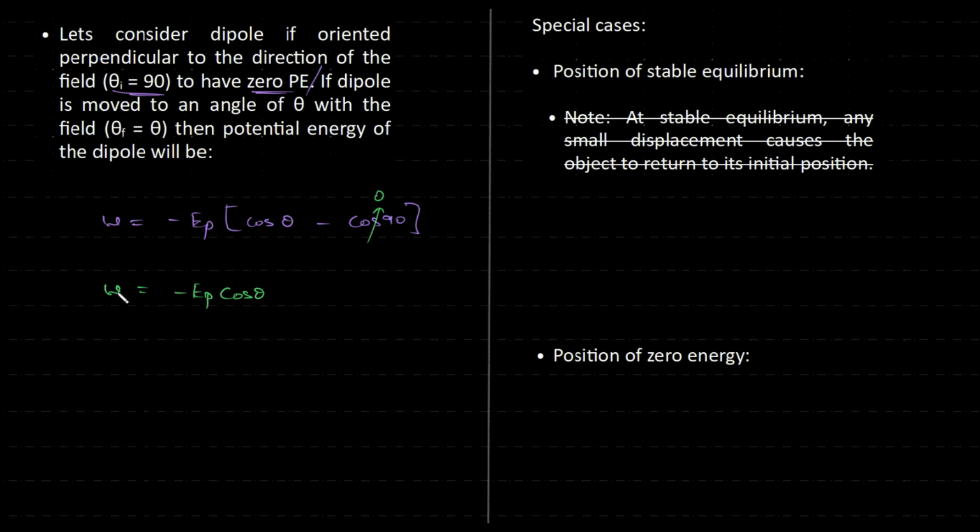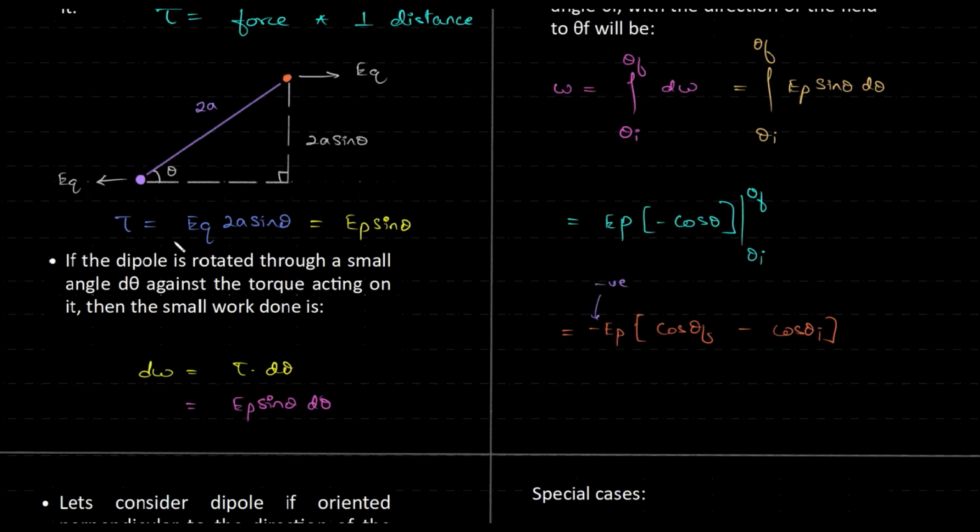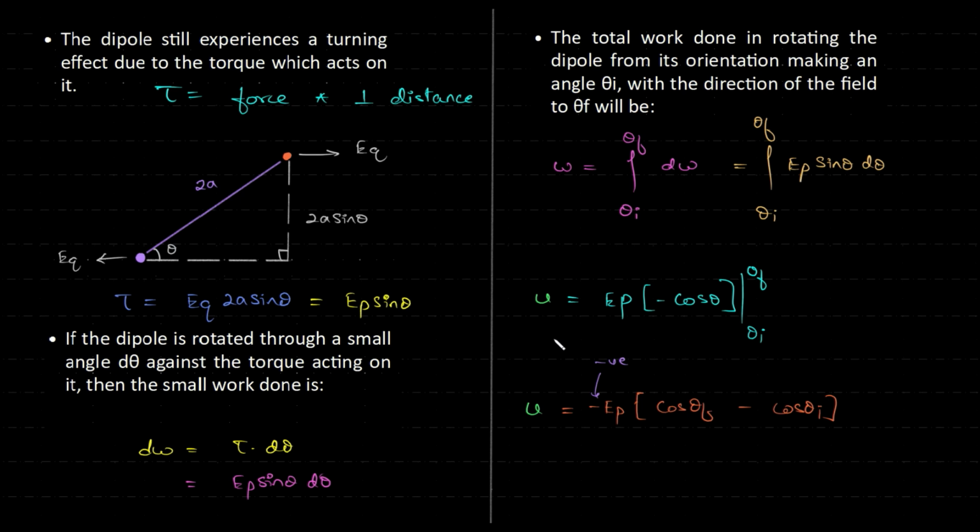And by the way, all of this is nothing but your energy. The system will gain this much energy. I kept writing W, so this is also your potential energy.